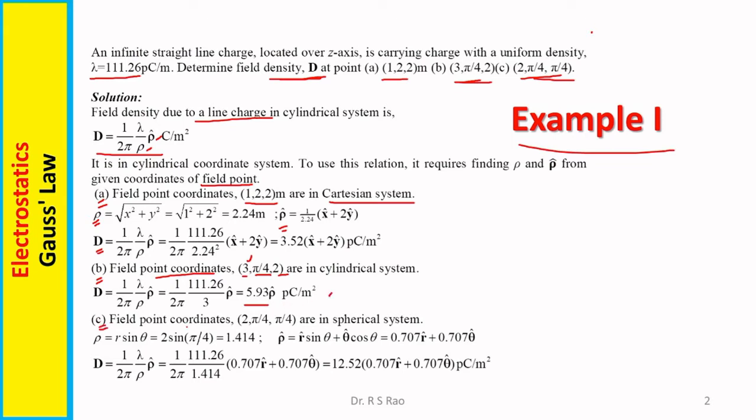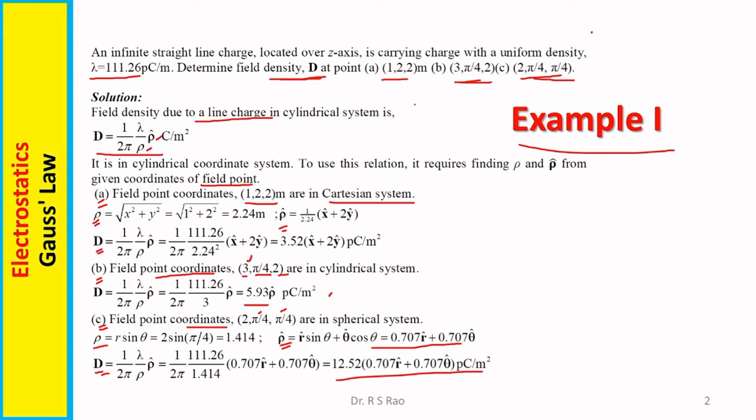Now C. Field point coordinates are 2, pi by 4, pi by 4. This is r, this is theta, this is phi. Now from these coordinates we have to find out rho cap. Rho is r sin theta, theta is pi by 4, so rho is 1.414. Rho cap is r cap sin theta plus theta cap cos theta. Now rho cap is also available. Substituting, we have D is 12.52 times 0.707 r cap plus 0.707 theta cap.